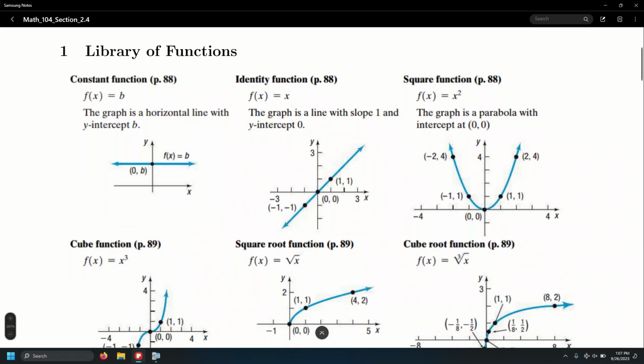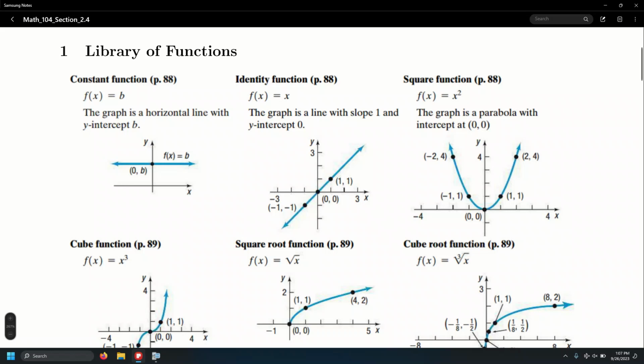Functions. Well, so number one, the constant function. By the way, these pages 88 and 89, I don't think they're accurate with our textbook because I believe I got this from a different resource. So don't go to that page. Or maybe yes, just in case.